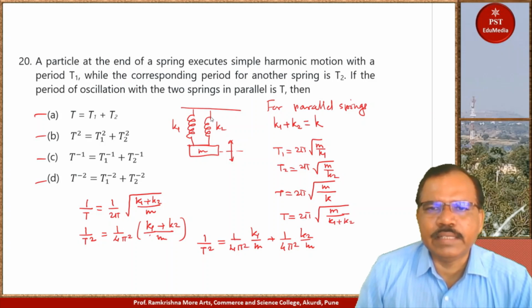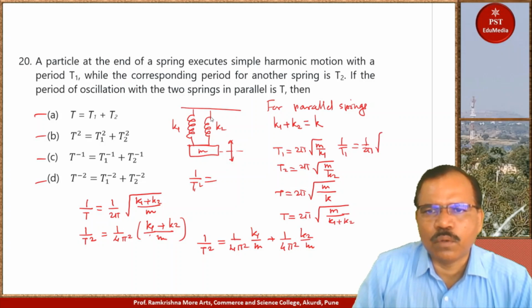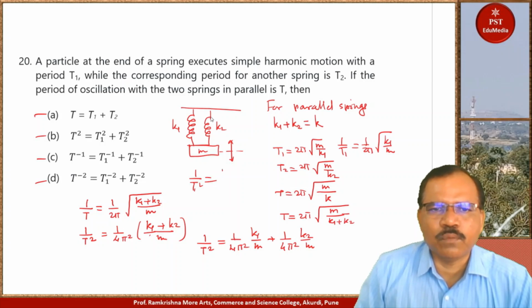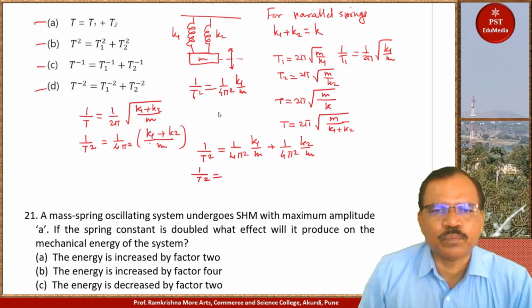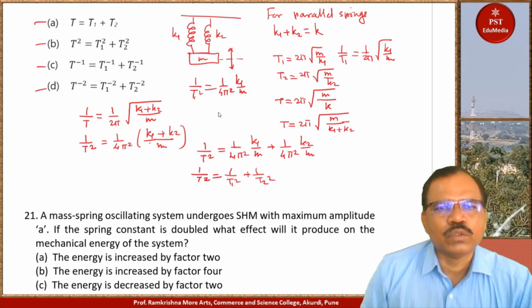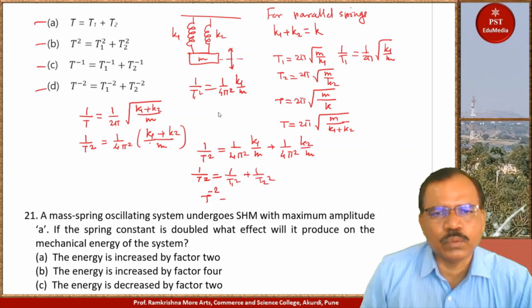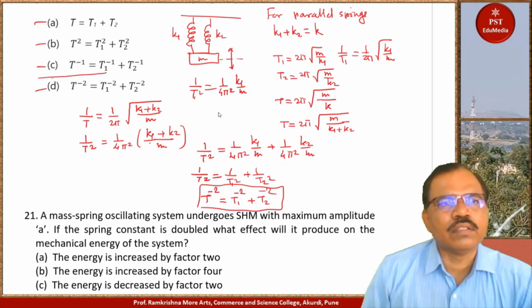Now see here, if we take 1 upon T1 square, 1 upon T1 is what? 1 upon 2 pi under root K1 by M. So we'll get here 1 upon 4 pi square K1 by M. Similarly for 1 upon T2 square. So 1 upon T square is equal to 1 upon T1 square plus 1 upon T2 square. So I can write T raised to minus 2 is equal to T1 raised to minus 2 plus T2 raised to minus 2. So here out of these 4, this last one is correct.